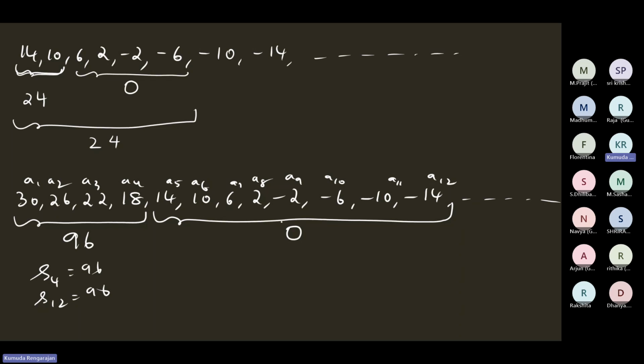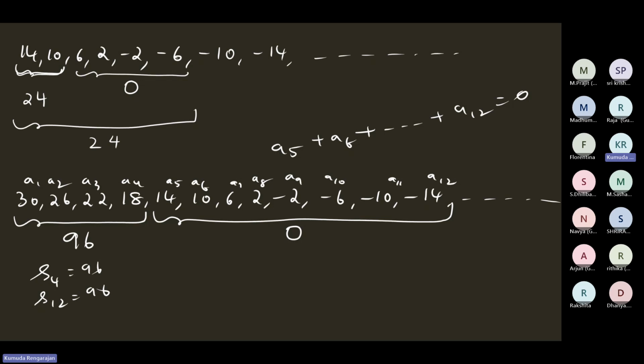Let me explain the double answer. The reason why we are getting two acceptable values for n is because in this example, the sum of the terms from the 5th to the 12th is 0. S4 is 96. S12 is also 96.